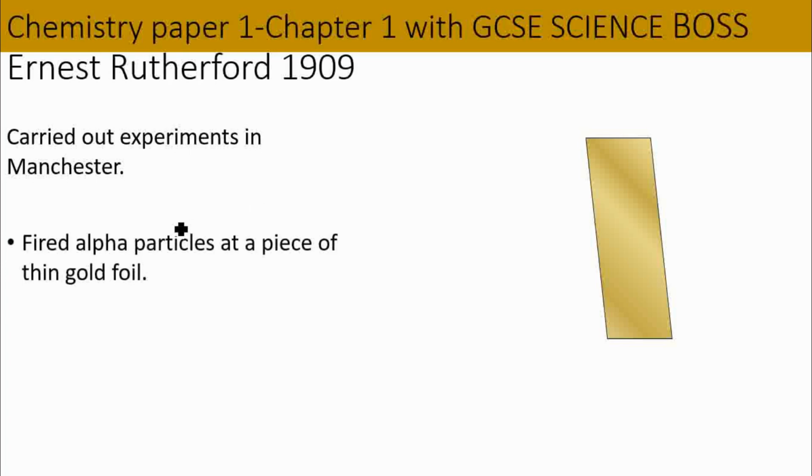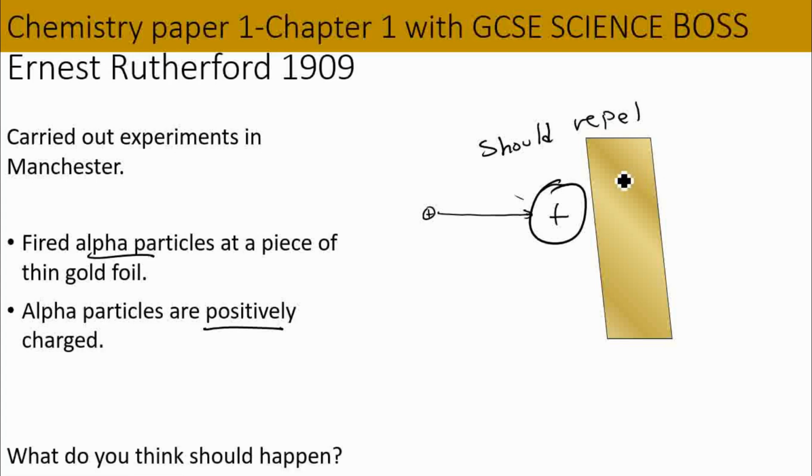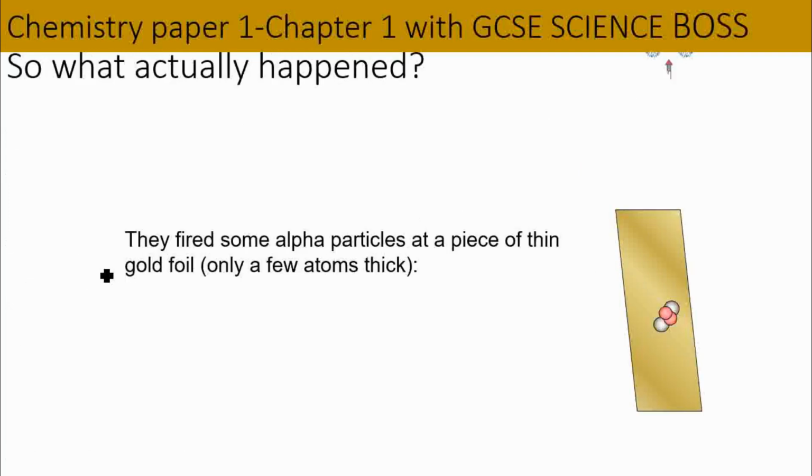Okay, now what they did, they fired alpha particles. Now, alpha particles are positive particles. Remember, what they thought at the time was that atoms were positive, and if you're going to fire positive particles there, it should repel. That's what we think should happen. So they fired alpha particles, which are positive particles, at a thin piece of gold foil, which was only a few atoms thick.